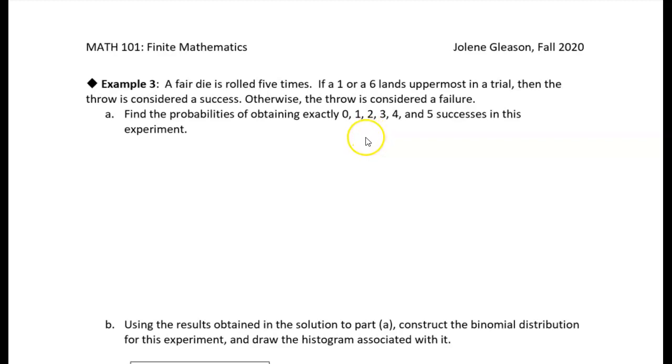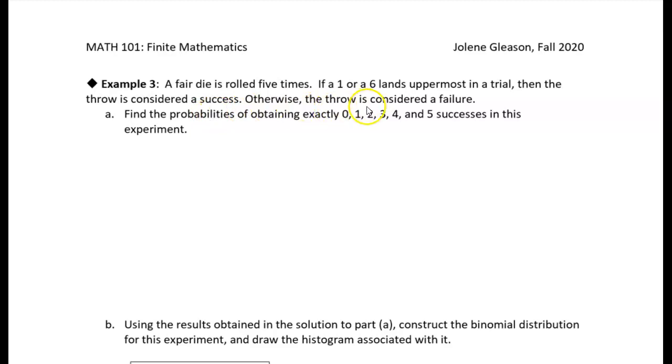All right, in this example, we're actually going to calculate a binomial distribution. It's a distribution that's associated with a binomial experiment. In this experiment, we have a fair die that's rolled 5 times. And if a 1 or a 6 lands uppermost in the trial, then the throw is considered a success.